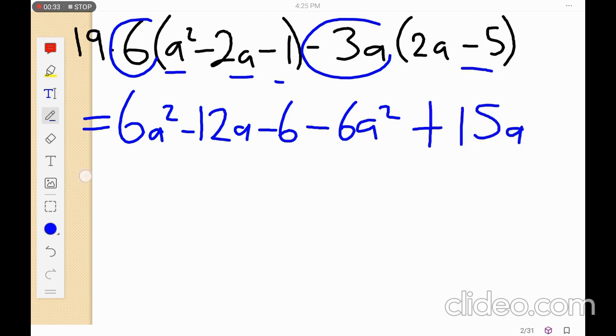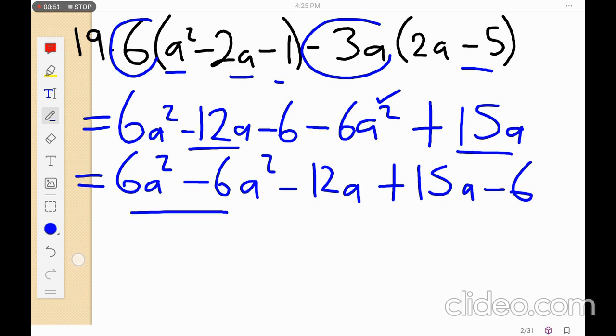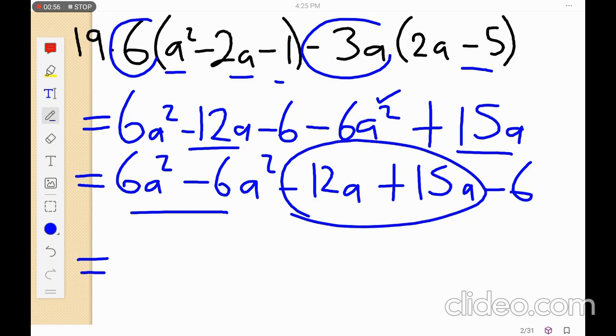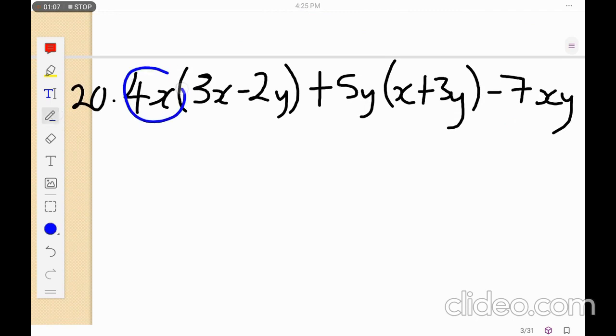Now taking similar terms, I've got 6a squared, and this other one minus 6a squared. Then I've got minus 12a plus 15a and minus 6 there. This one becomes 0, so we have got minus 12a, this one, plus 15a, we get 3a minus 6. This becomes our answer. Then the last question, we multiply again every element with 4x, element with 5y.